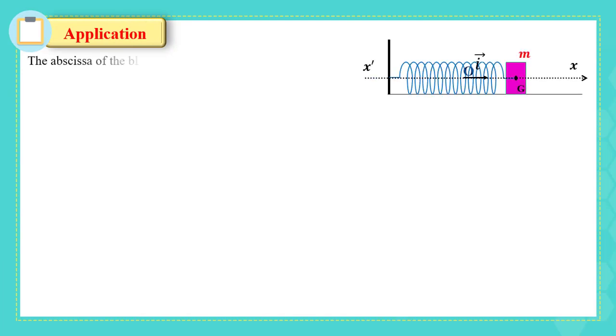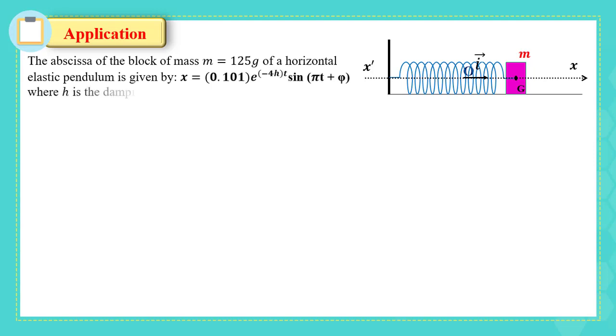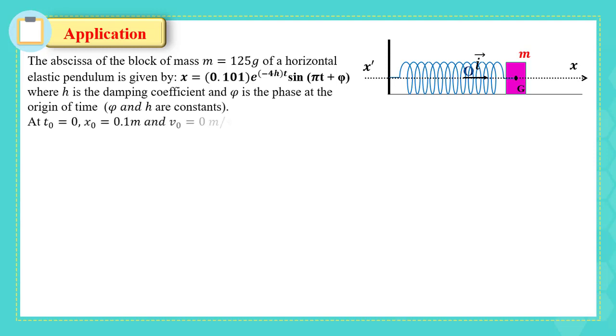As usual, let's end with this application. The abscissa of a block of mass m equals 125 grams of a horizontal elastic pendulum is given by x equals 0.101 exponential minus 4h times t sine pi t plus phi, where h is the damping coefficient and phi is the phase at the origin of time, and they are both constants. At t0, x0 equals 0.1 meters, while v0 is 0. v is the algebraic value of the velocity of the block.